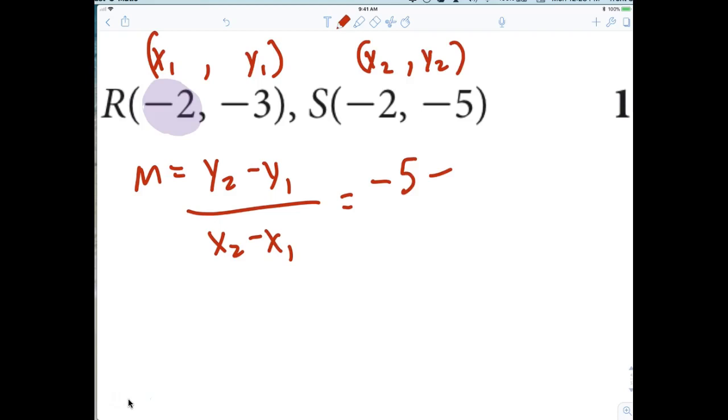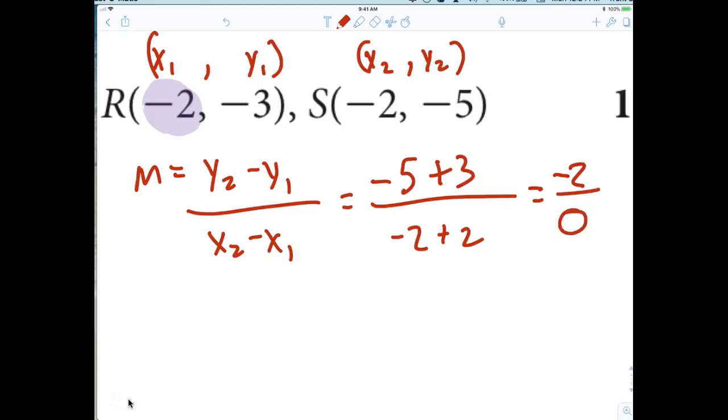Very good. -5 plus 3 over, what's x2? -2. Exactly. Now what's -5 plus 3? Negative. Good. Over what's -2 plus 2? 0. Good job. So now, listen, be real careful here.